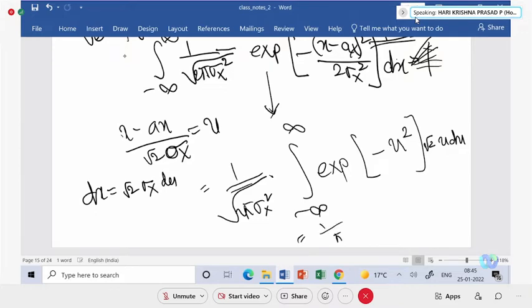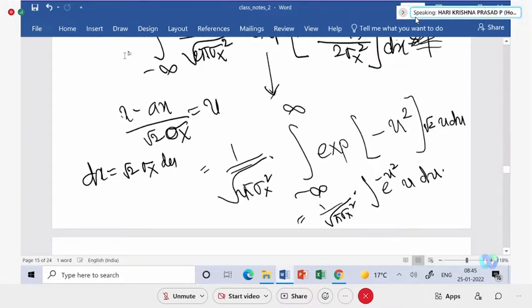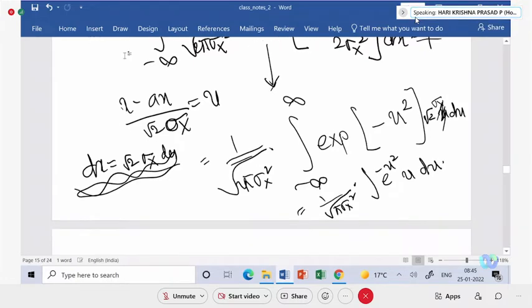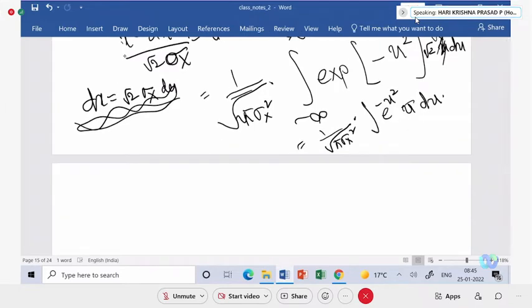1 by pi sigma x square under root integral e power minus u square du. Sigma x is there. Dx is called s here, right? Same thing, while substitution was being carried out, I made a mistake. So u will not be there.